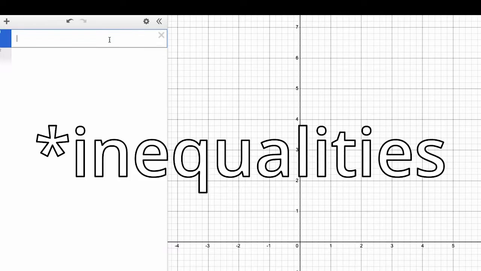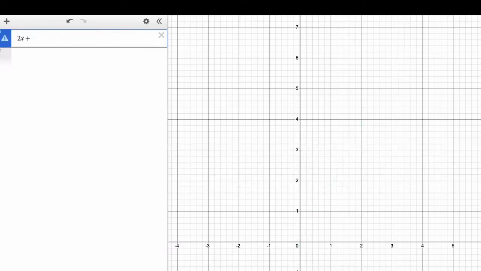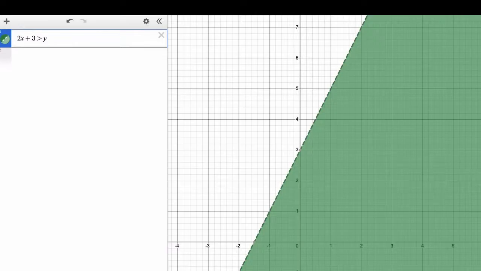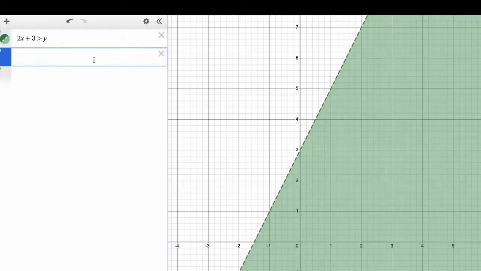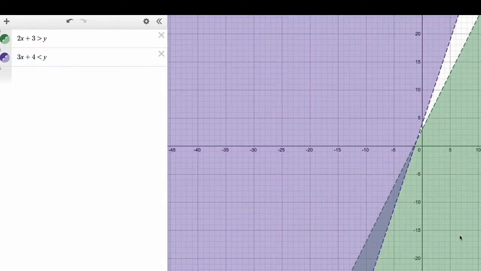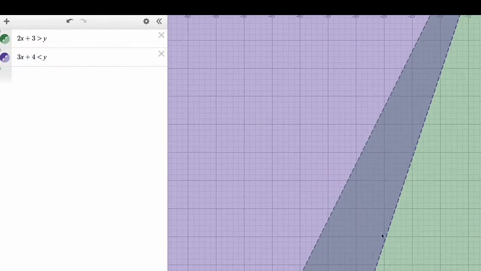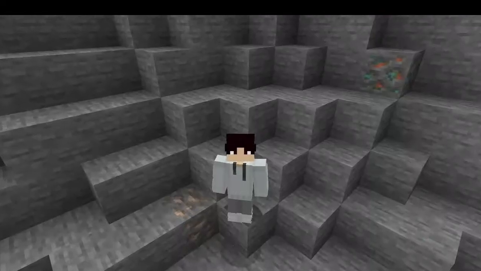So if I got two equations here, like 2x plus 3 is greater than y, and then I have another one here saying 3x plus 4 is less than y. So I can see there are two shaded regions here, and every place in the overlap where they're both shaded is where the solutions are. Intercepts and vertices. This stuff is pretty simple.